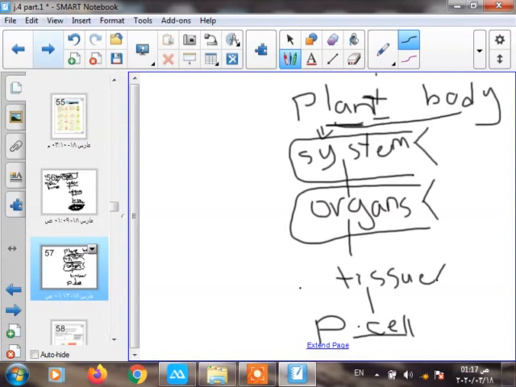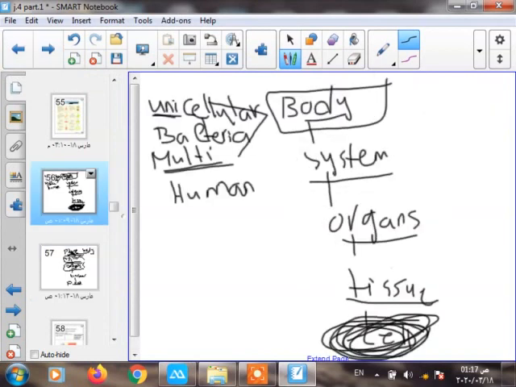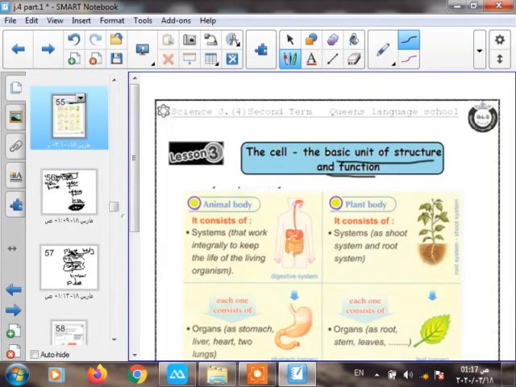So we have a difference between animal cell and plant cell. When I ask you what is the meaning of the cell, it is the building unit for any body. The animal cell is the building unit for the animal body, and the plant cell is the building unit of the plant body. Is it easy? Okay. We will revise together.